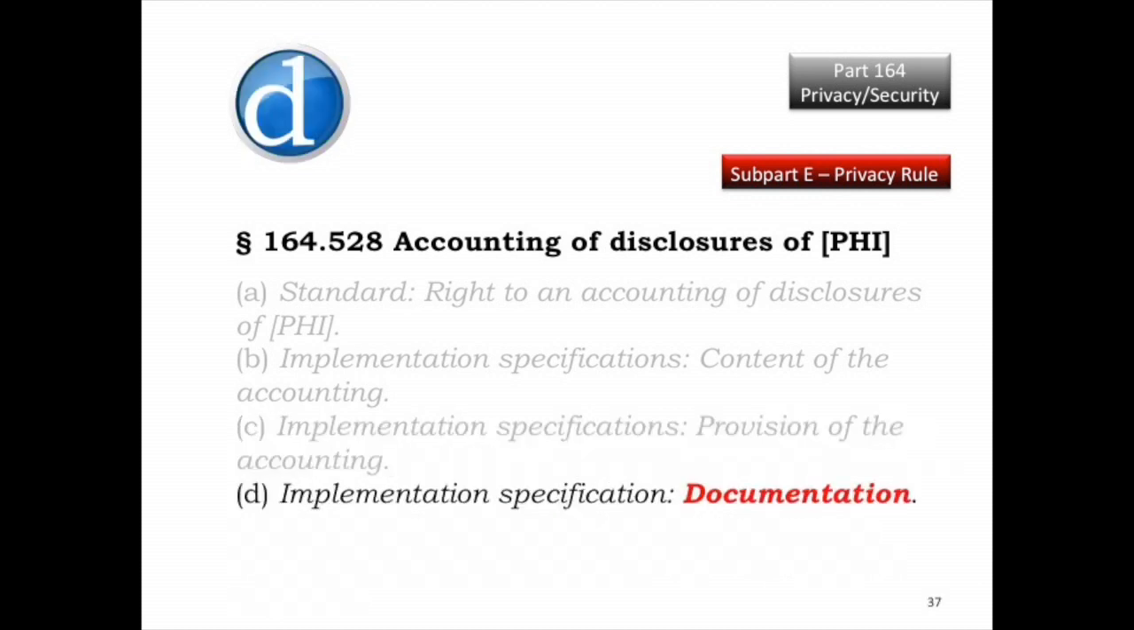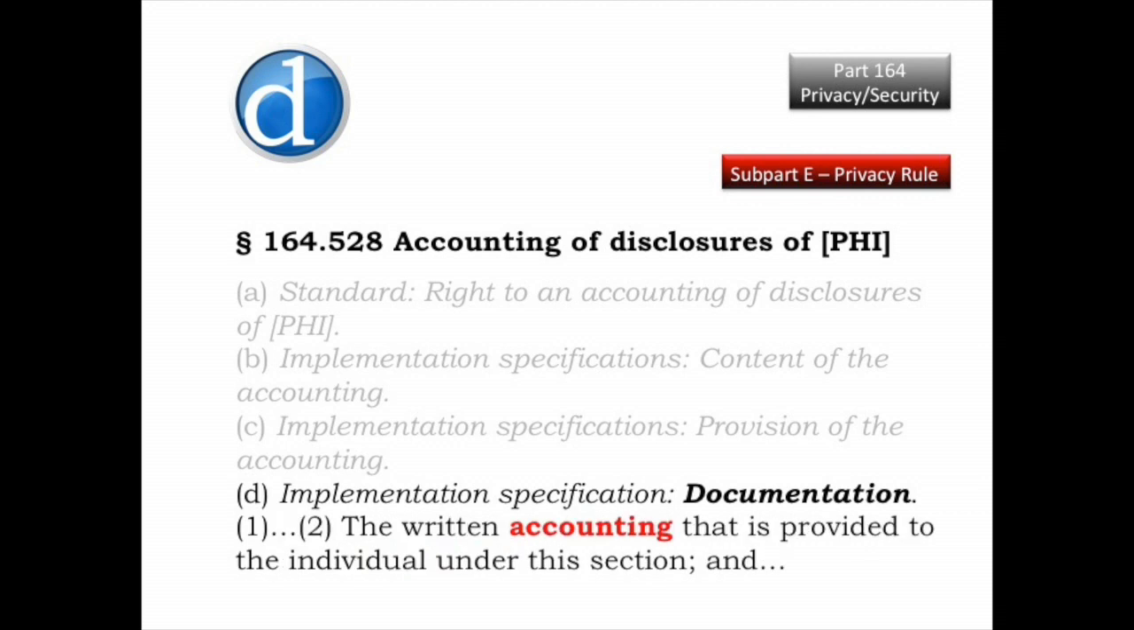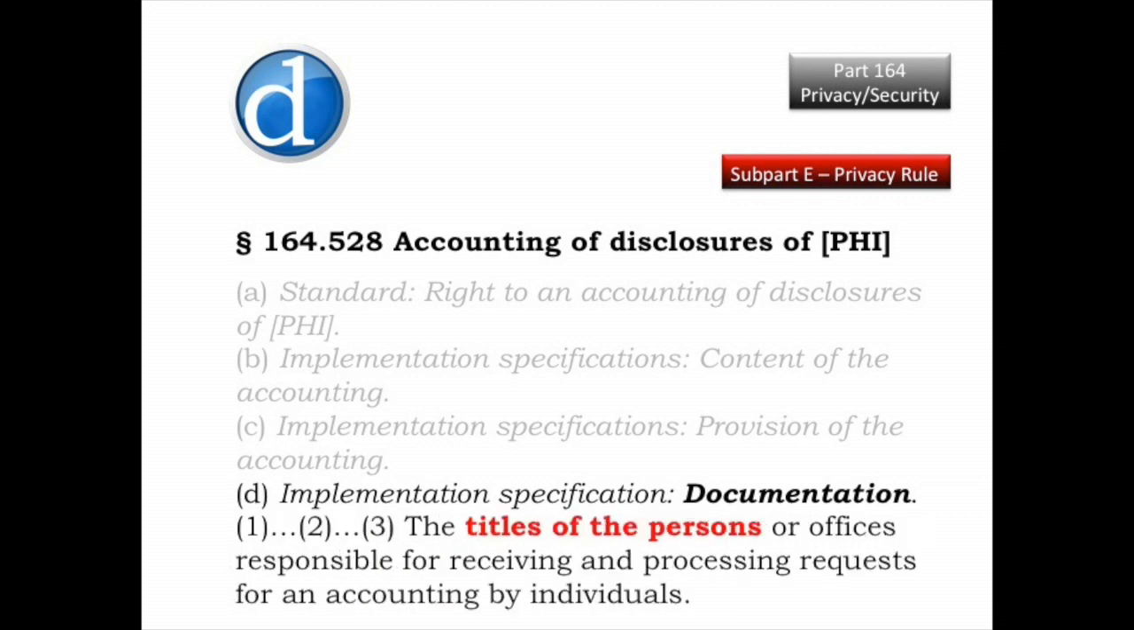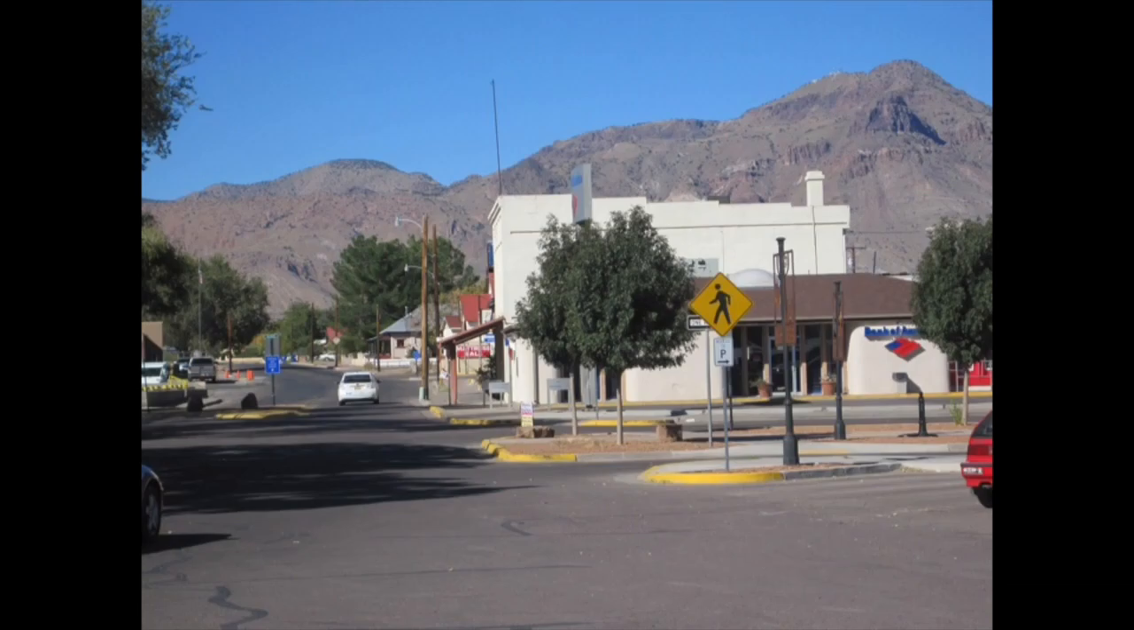Paragraph D specifies documentation the provider must retain. It includes information described in paragraph A, plus a copy of the accounting itself, plus titles of persons responsible. Now we'll see how the accounting rule works in Single Peak, California.